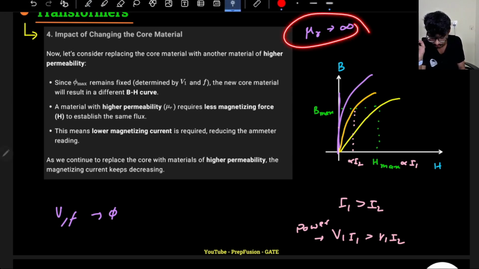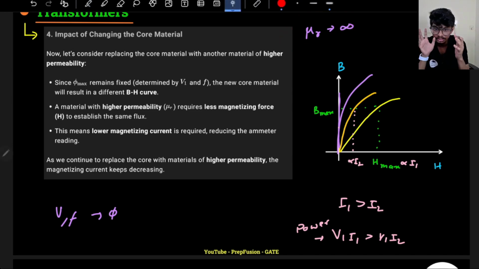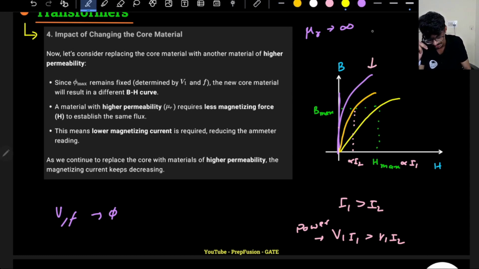If I have a better material, then I will need a lower amount of power to pass the same amount of flux. If voltage is fixed, phi max is fixed, yes, that is correct, but current is not fixed. We need to supply more current to pass the same amount of flux, and that is a problem. That's why we want our materials to be as good as possible, that is, the permeability to be as high as possible, as close to infinity as possible. If you see here, this is a graph of a material whose permeability is infinity.